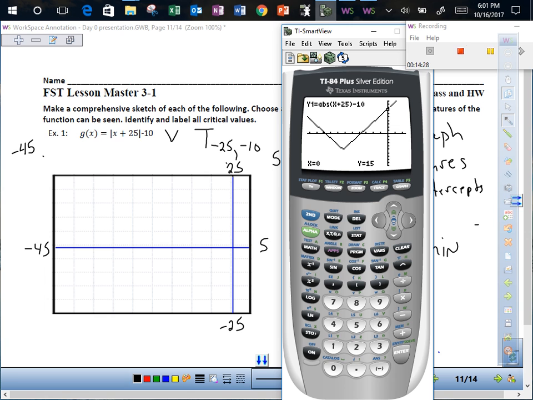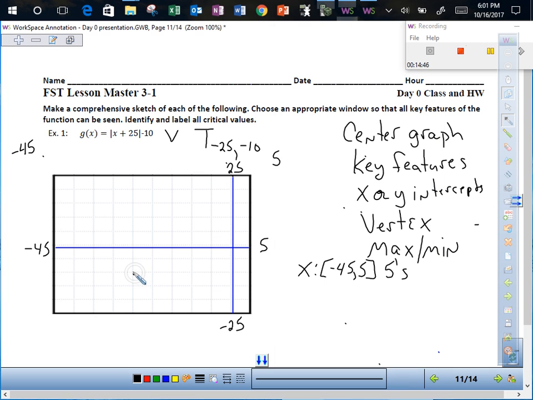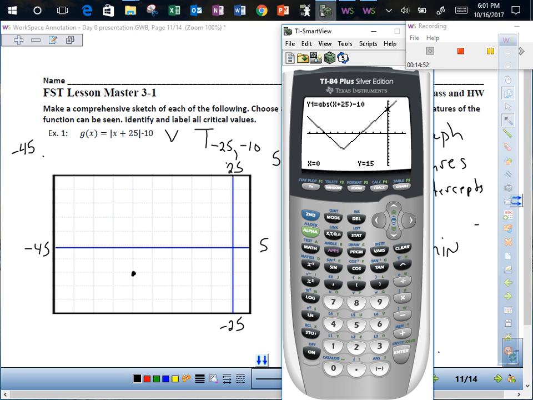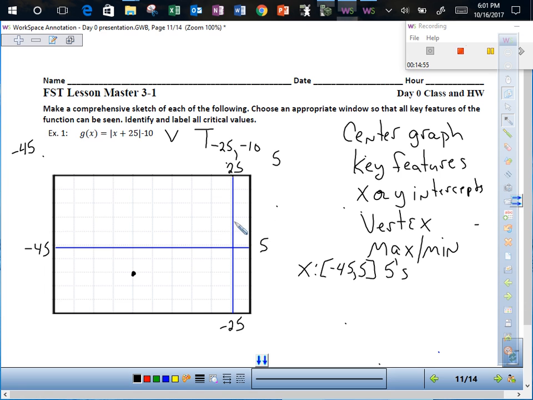Now, let's get all the features of our graph now. I know this is a V-graph with the vertex at negative 25, negative 10. So 5, 10, 15, 20, 25. So there's negative 25, 5, 10. So there's my vertex. I know it's going to cross the y-axis at 15. So 5, 10, 15.